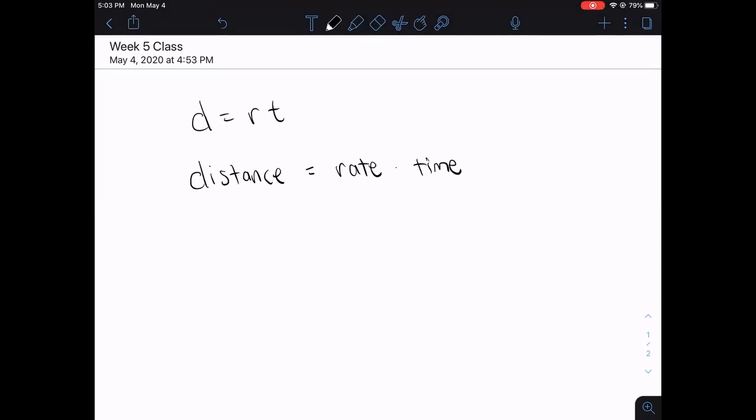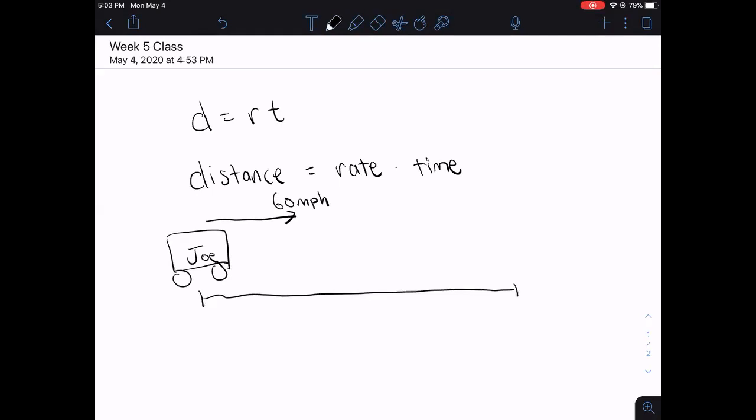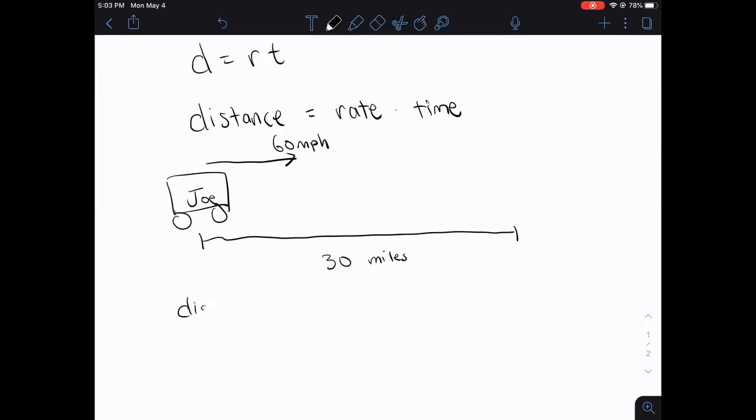So let's say Joe is traveling at 60 miles per hour in a car. That's a car, and it's going 60 miles per hour. And let's say Joe travels for 30 miles. Then D equals RT could be used to determine how long this takes. So distance equals rate times time. And let's just plug it in and see what it tells us.